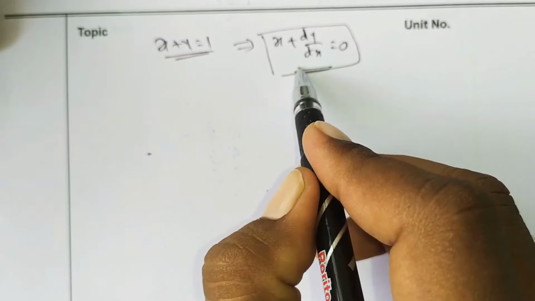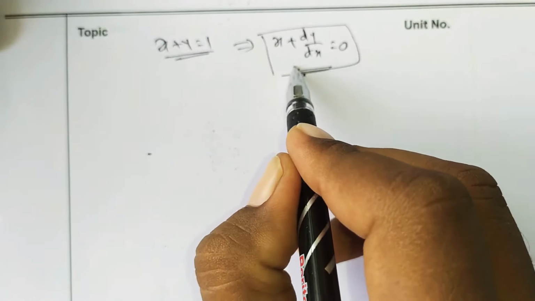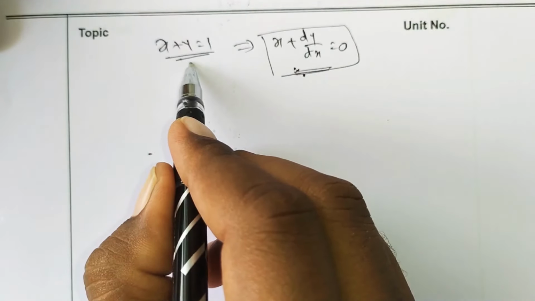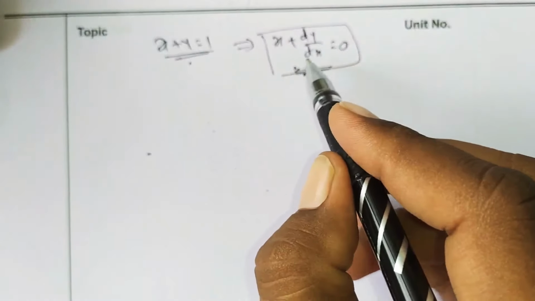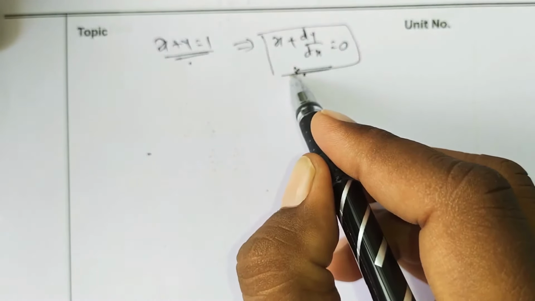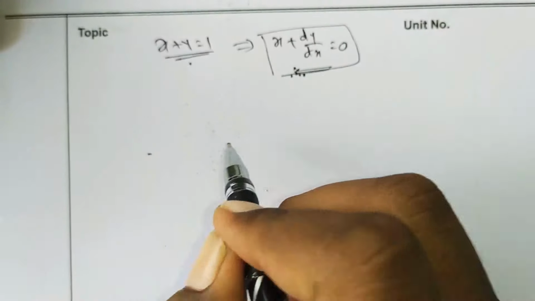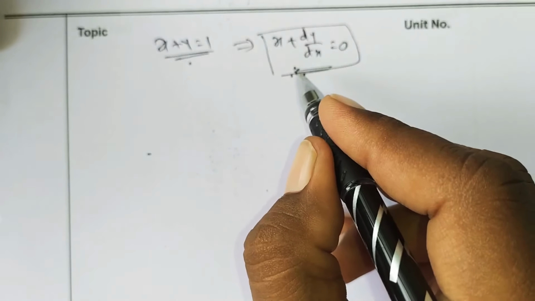Now what is the difference between this equation and this equation? So in this equation derivative is involved, in this equation derivative is not involved. So how we define differential equation, from this we can say that any equation which involves derivative, that is called as differential equation. And what is meant by linear differential equation?